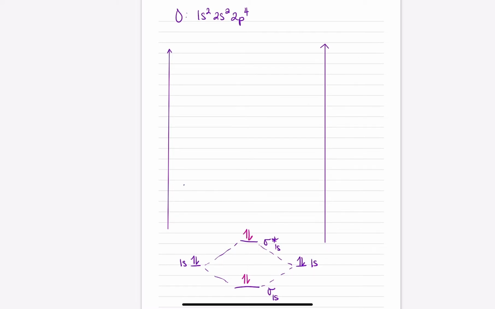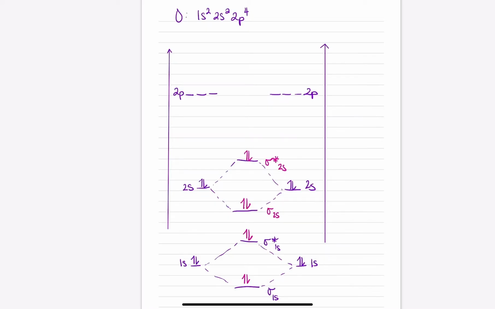Next, I'm going to fill my 2s, my bonding and my antibonding. One, 2, 3, 4. Sigma 2s, sigma star 2s. Now I'm onto my 2p's. And remember, for oxygen, this is where it switches, what I was talking about before.